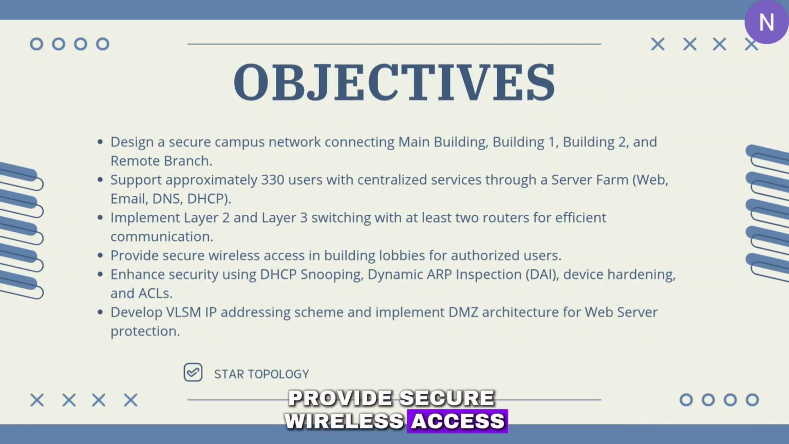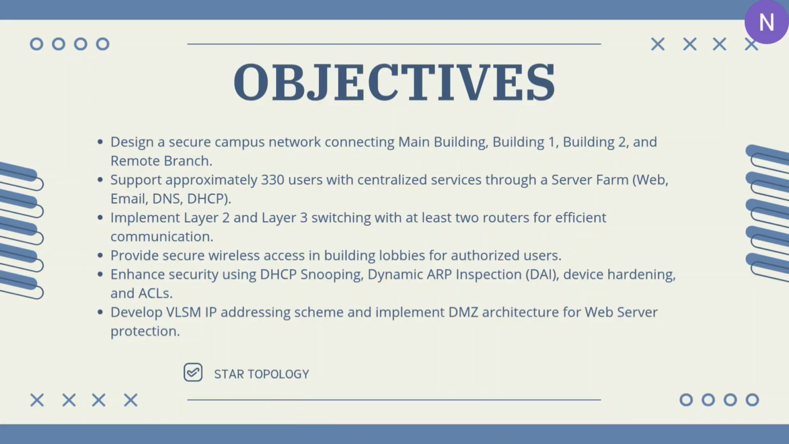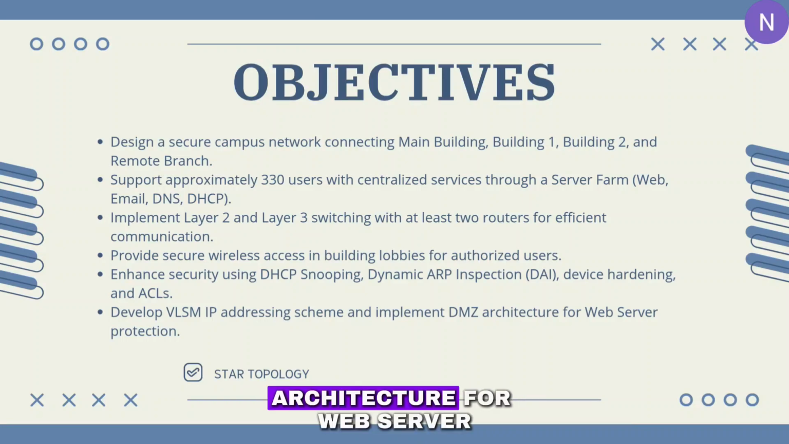Provide secure wireless access in the building lobby for authorized users. Enhance security using DHCP snooping, dynamic ARP inspection, device hardening, and ACLs. And the last one is to develop a VLSM IP addressing scheme and implement a DMZ architecture for web server protection.